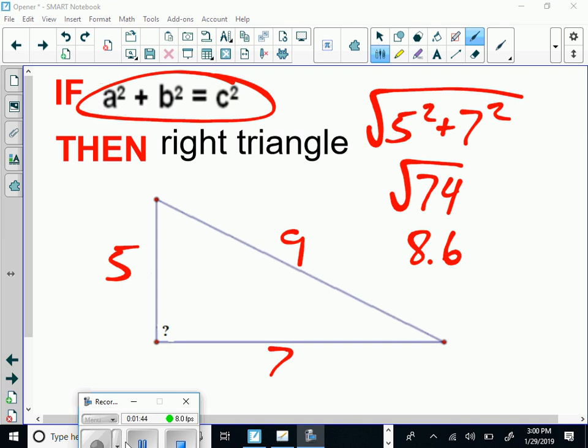Which is 8.6. Now, I got this number. This is the correct measurement to have a right triangle. This number right here that I was given does not match it. That means it's not a right triangle. So the Pythagorean converse tells me this is not a right triangle because I'm supposed to have 8.6 for the hypotenuse. Instead, it says 9, so it is not a right triangle.